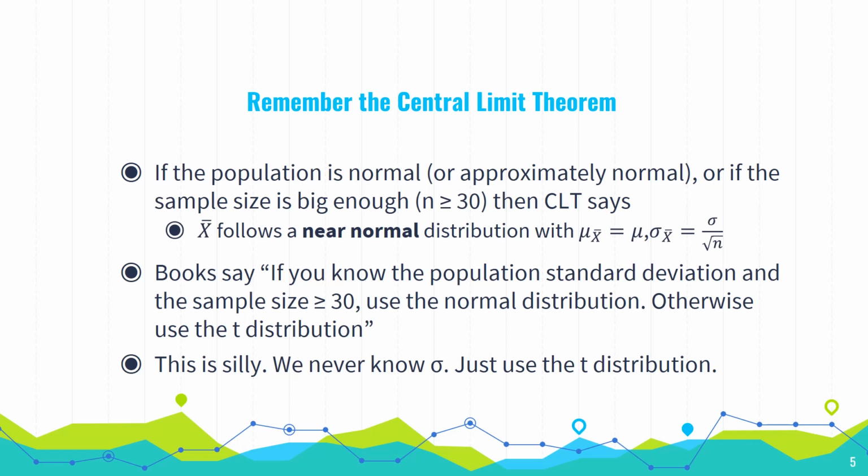But think about what we're saying. The book says, if you know the population standard deviation, well, that's just silly. How would we even know the population standard deviation? We never know the population standard deviation. We would only know the sample standard deviation. How would you know the population standard deviation and you don't know the population mean, right? So just use the t-distribution all the time when you're doing this inference, when you're using the central limit theorem for confidence intervals. And in a moment, I'll tell you how we do it for confidence intervals.